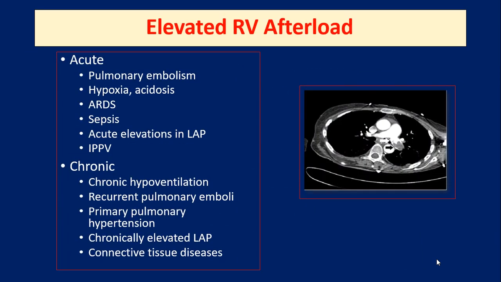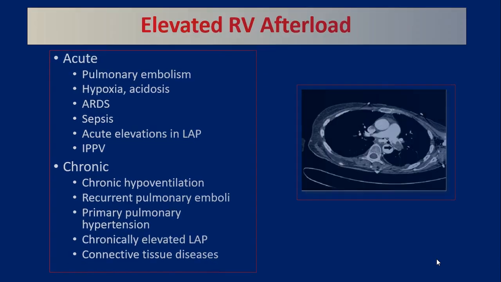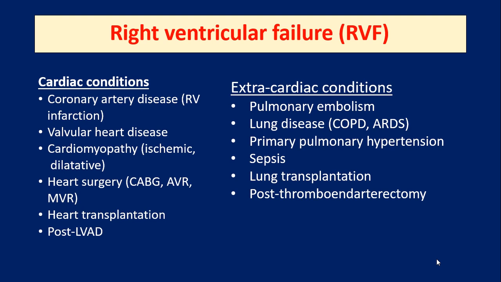Why is the RV afterload elevated? In the acute condition it could be pulmonary embolism, hypoxia, acidosis, ARDS, sepsis, acute elevation of left atrial pressure and positive pressure ventilation. In chronic cases, it could be chronic hypoventilation, recurrent pulmonary emboli, primary pulmonary hypertension, chronically elevated left atrial pressure and connective tissue diseases. So they can cause RV afterload elevation.